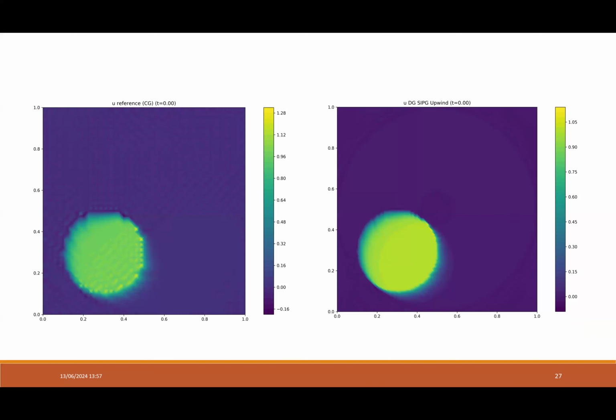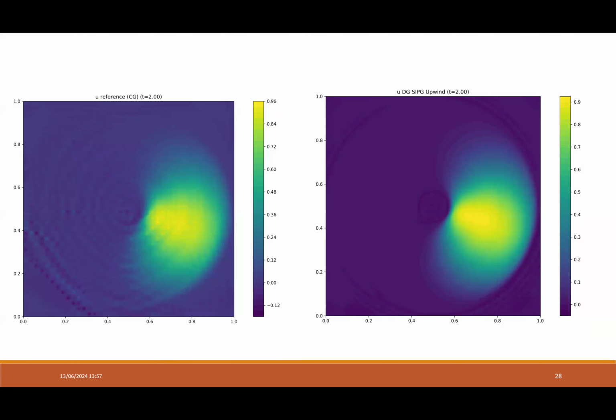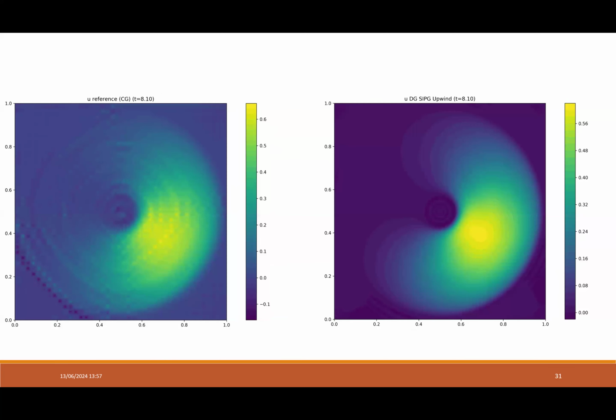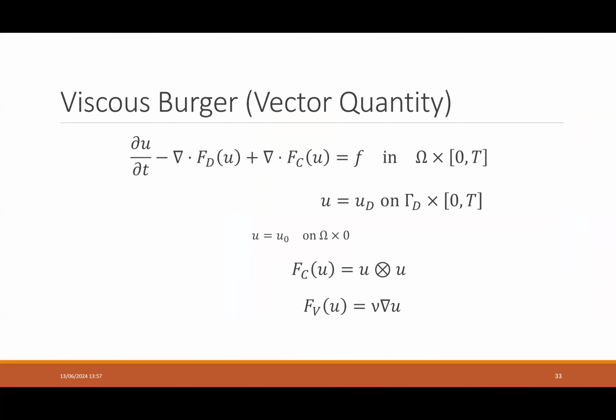Well, now here we can see the superiority of DG methods over the continuous Galerkin methods, where for this to be stable we would require additional stabilization parameters like streamline upwind, SUPG, PSPG. But the discontinuous Galerkin works well for advection-dominated problems. So all this was for a scalar quantity, but I wanted to move on to a vector-valued quantity.